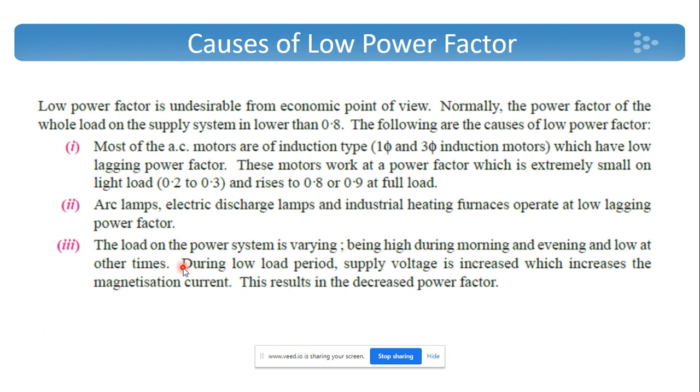Another cause is that load on the power system is varying. As we know, during the morning and evening, the load will be high. But at night or early morning, the load will be very low. So during low load period, supply voltage is increased, which increases the magnetization current. This results in decreased power factor. In the transformers, the magnetization current will be increased at low load periods.